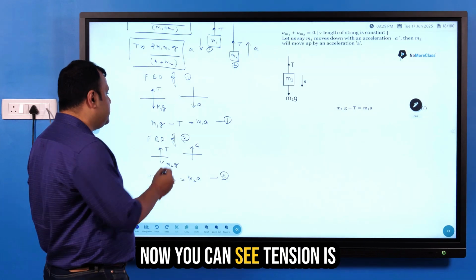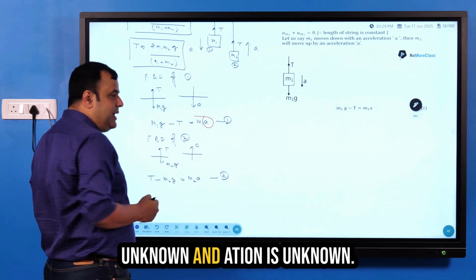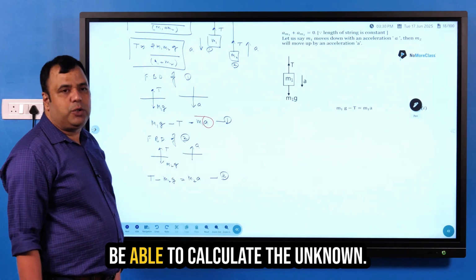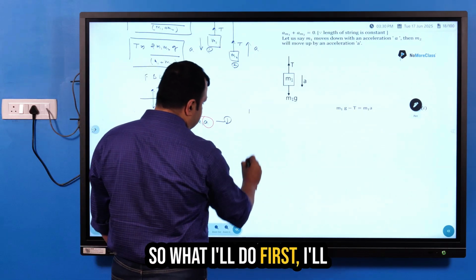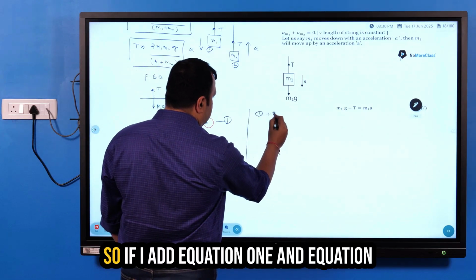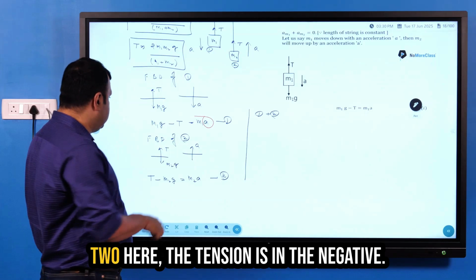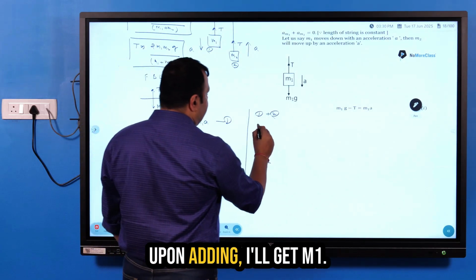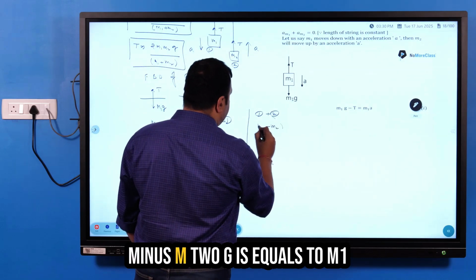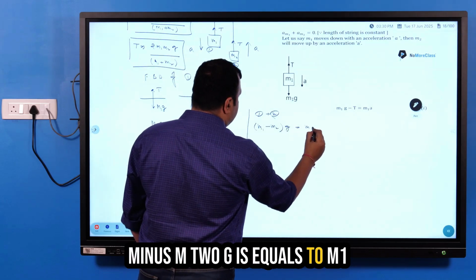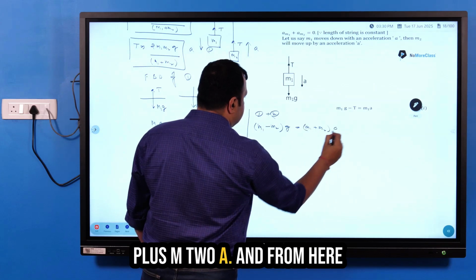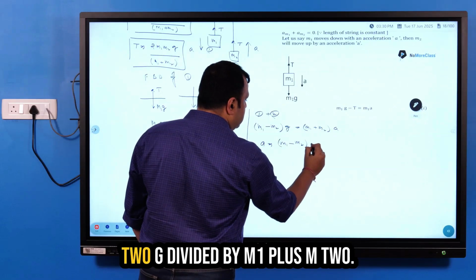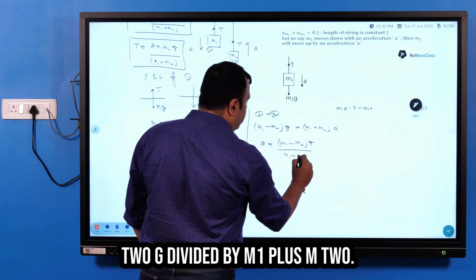Now you can see tension is unknown and acceleration is unknown. So there are two unknowns and there are two equations. By solving these two equations, we'll be able to calculate the unknowns. So what I'll do first, I'll add these two equations. If I add equation 1 and equation 2, here the tension is negative, here the tension is positive. They will cancel out. Upon adding, you get (M1 minus M2) G is equal to (M1 plus M2) A. And from here, I'll be getting A as (M1 minus M2) G divided by (M1 plus M2).